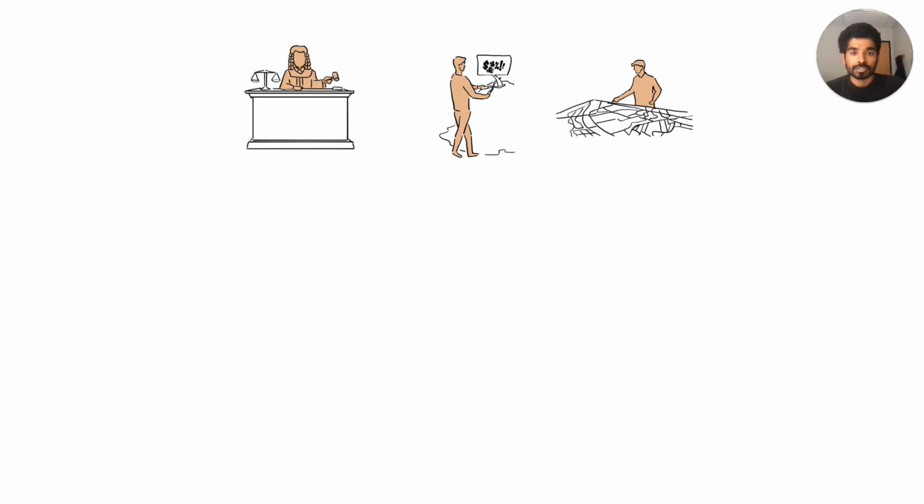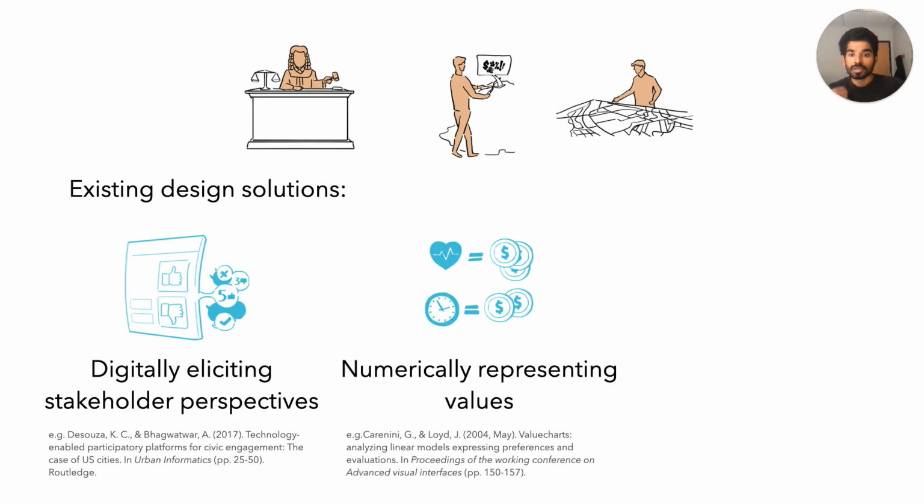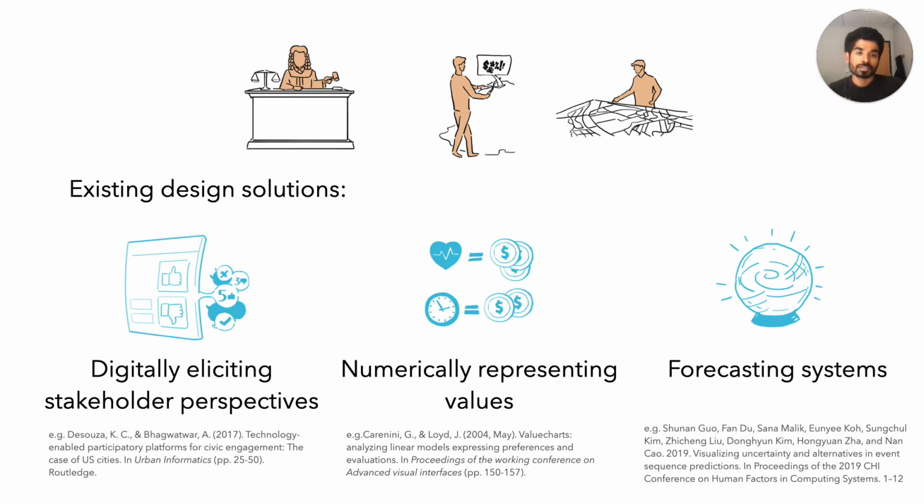So to support social decision makers, prior work has come up with a set of design approaches. This includes tools to digitally elicit stakeholder perspectives, visual analytic systems to help decision makers numerically represent competing values, and forecasting systems to help decision makers anticipate likely outcomes. Now, each of these tools embodies a certain premise about how to support decision making.